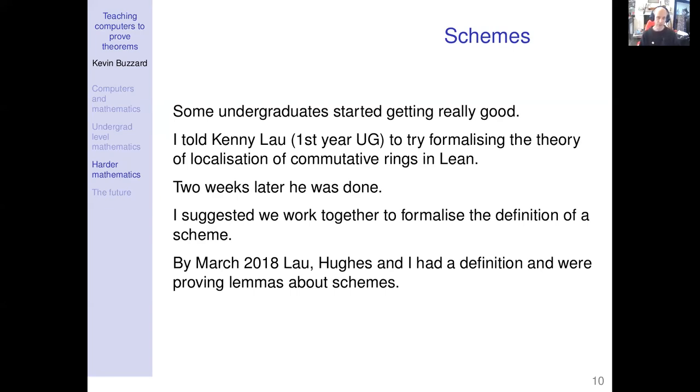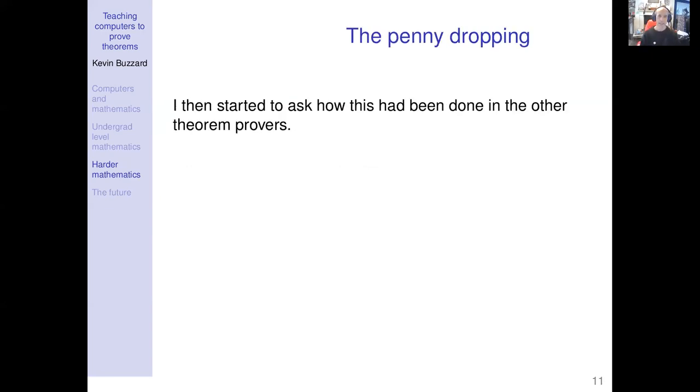And as I say, my initial plan to teach weak students epsilon delta arguments was now out the window. Then my new plan was to teach first year undergraduates Grothendieck's theory of schemes, which I was just having fun with. That seemed like a great thing. And so then I thought, I'm using this one system, Lean. I wasn't wedded to Lean at this point. I started asking how this was done in the other systems, because obviously Lean is quite new. Lean has only been around for a few years.